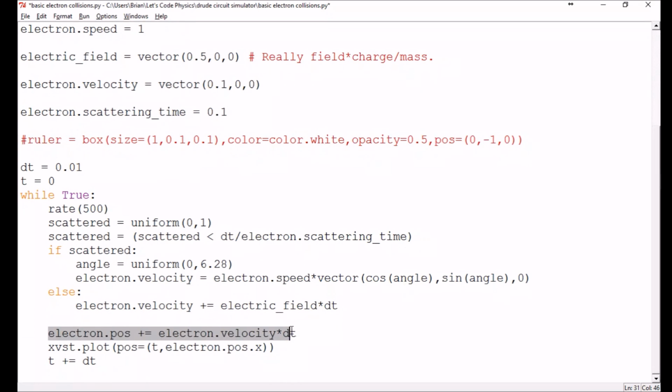Then we update the electron's position. Notice we're going to update the position the same way regardless of whether we had a scattering event, because either way we've updated the velocity. We update the position now in the same way. We just add on the velocity times the time step.